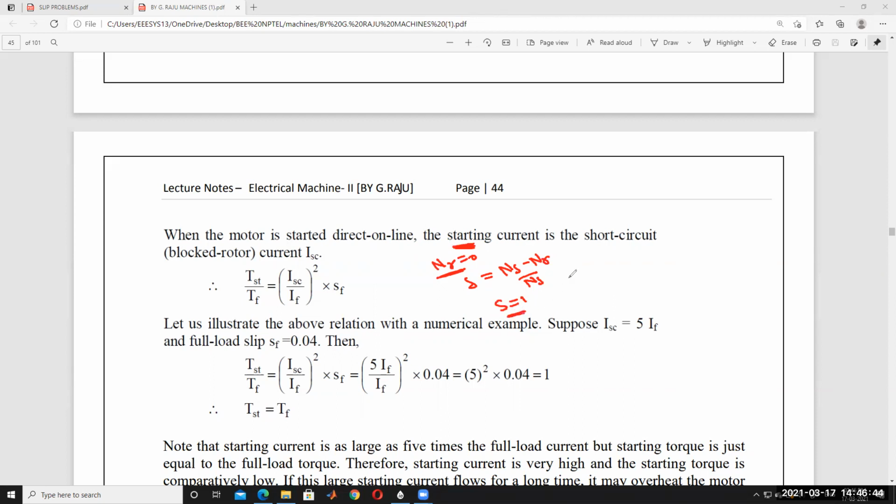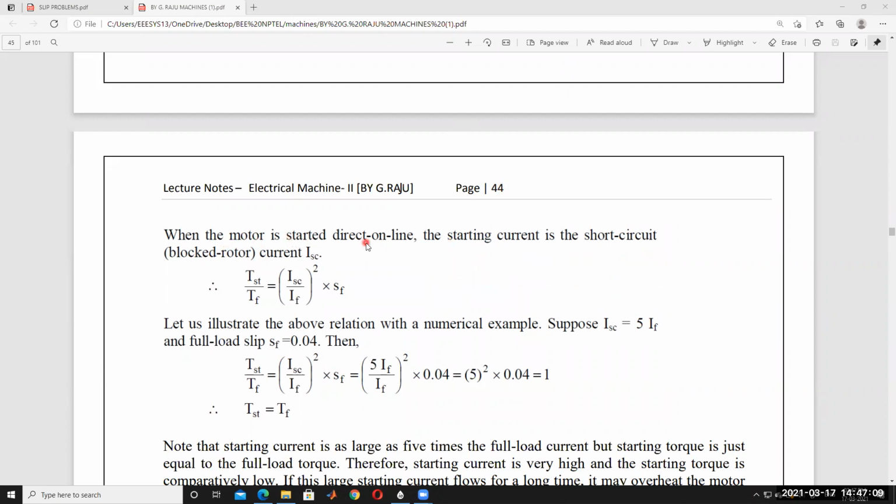And then what is the load resistance? RL of an induction motor is R2 into 1 by S. I have already explained this concept. Substitute S is equal to 1, then RL is equal to 0. This is called a short circuited rotor, that is called blocked rotor. The secondary side is short circuited.